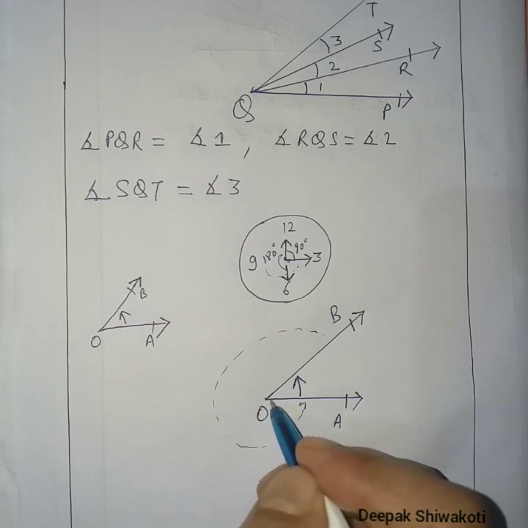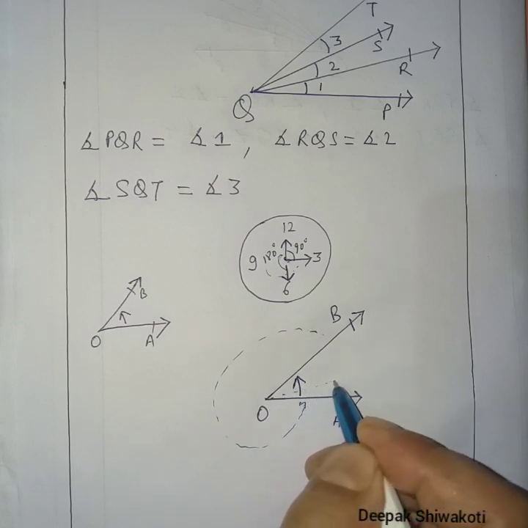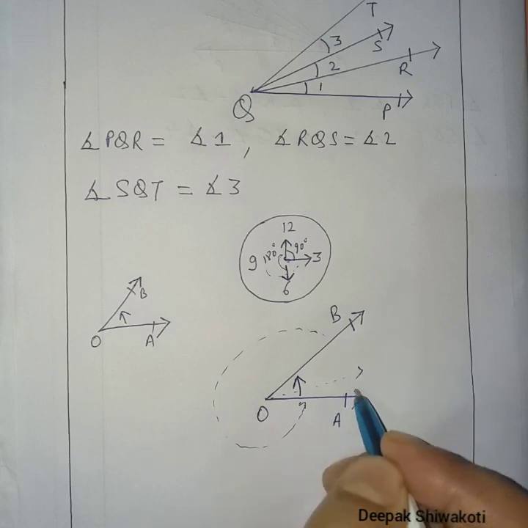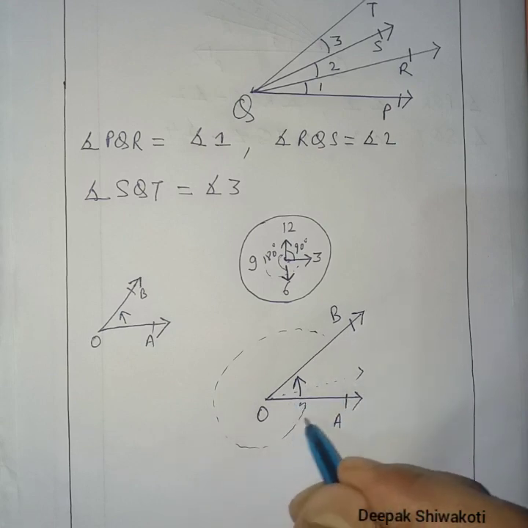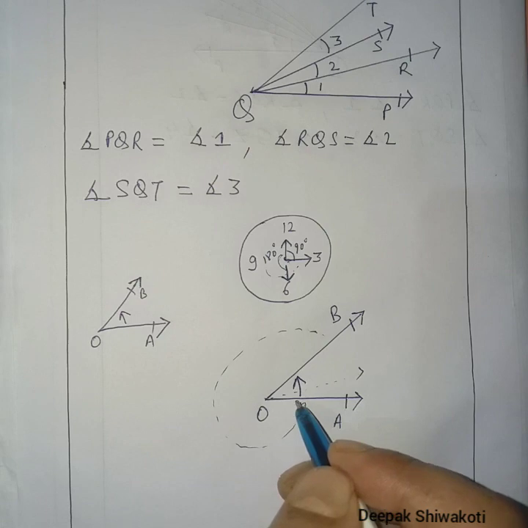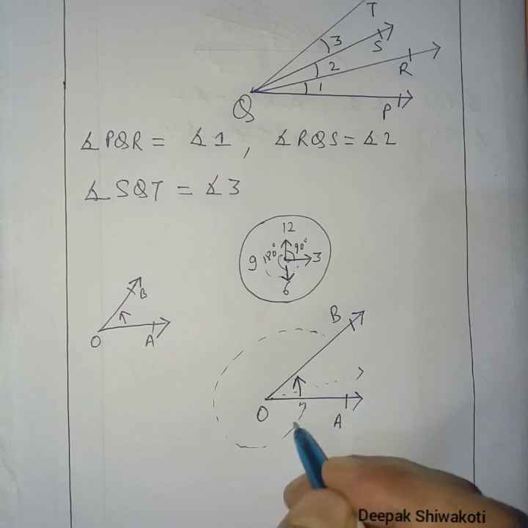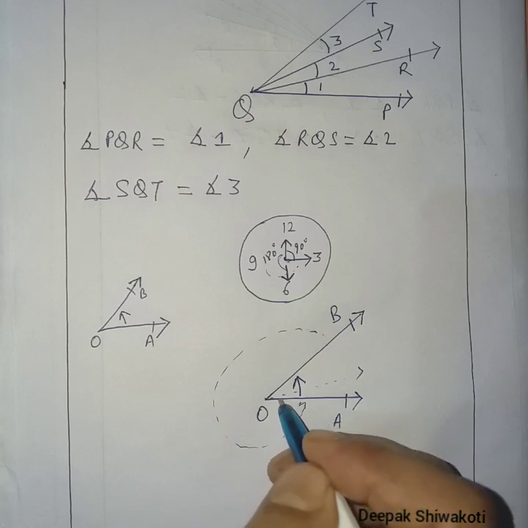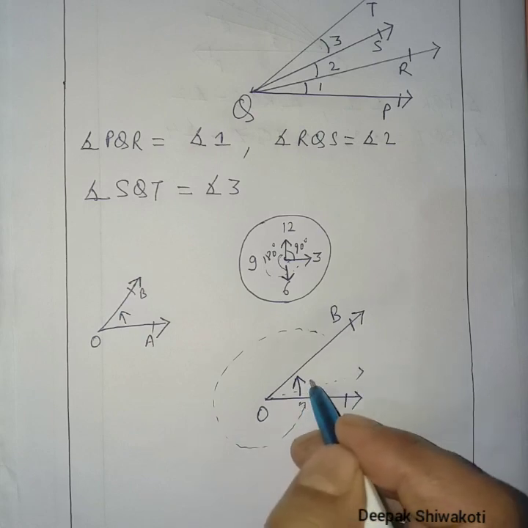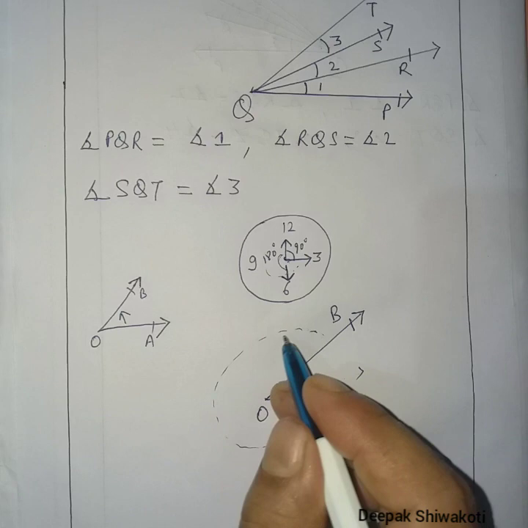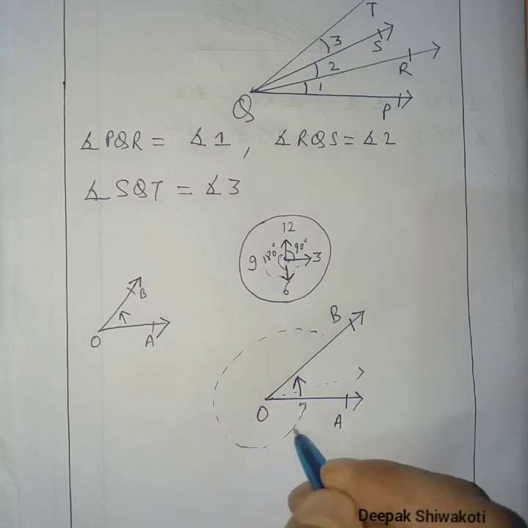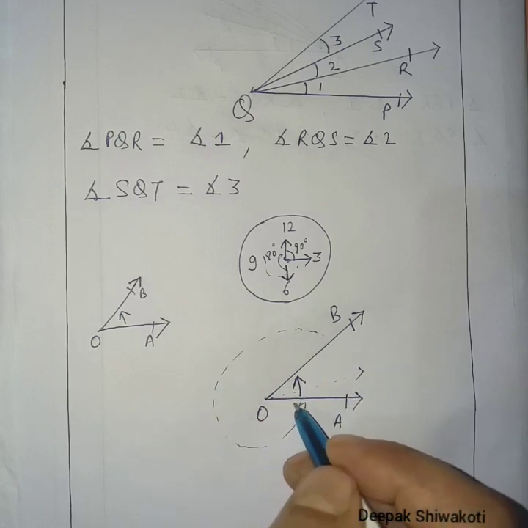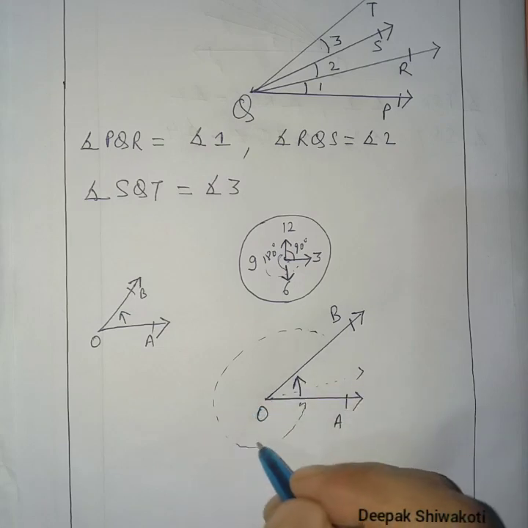So each movement or rotation is equal to 1 degree. Okay, 1 degree, and again another 1 degree, that is 2 degree. So it moves and it completes the total angle, that is 360 degree. That is, it is divided into 360 equal parts.